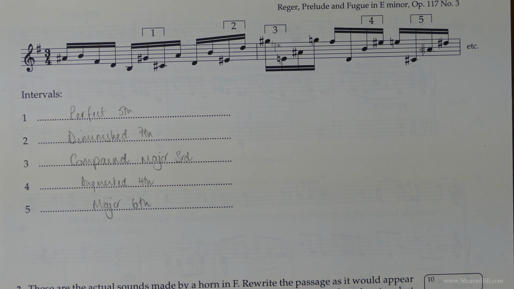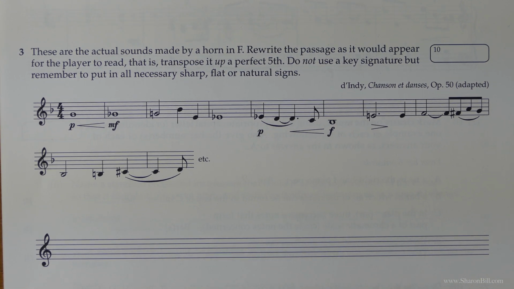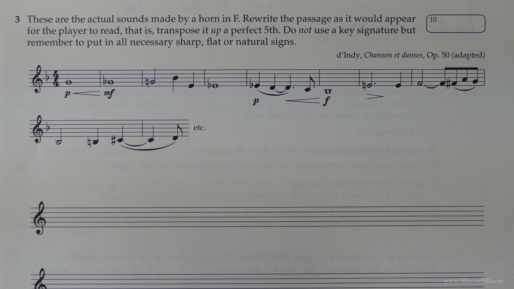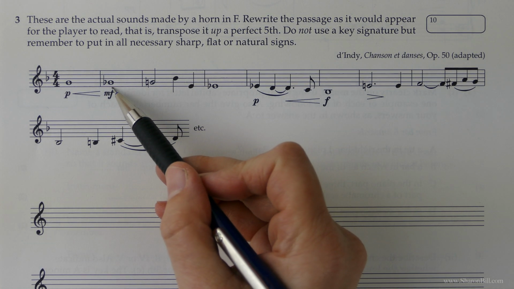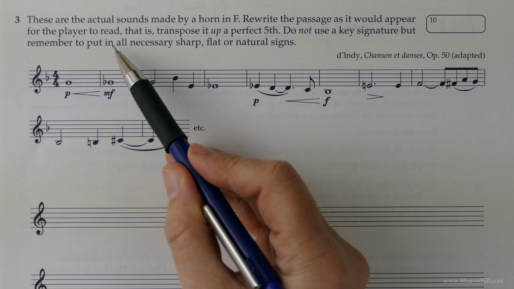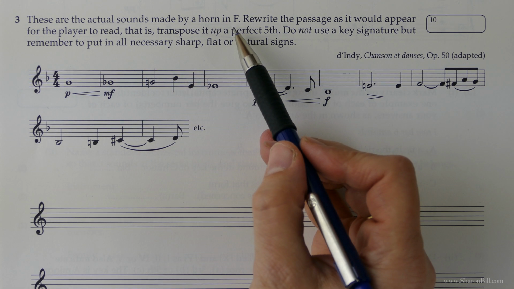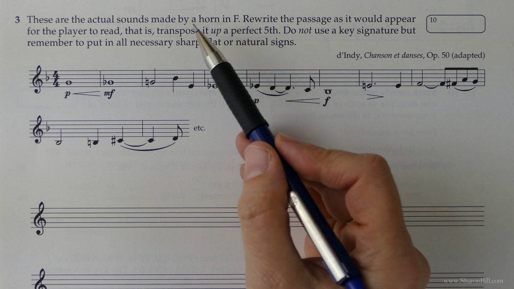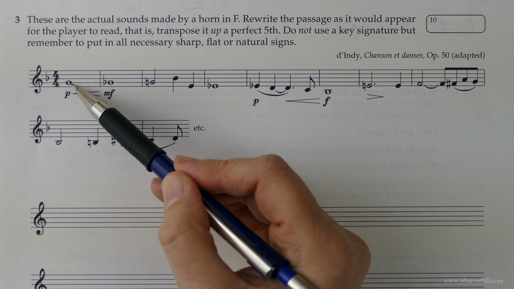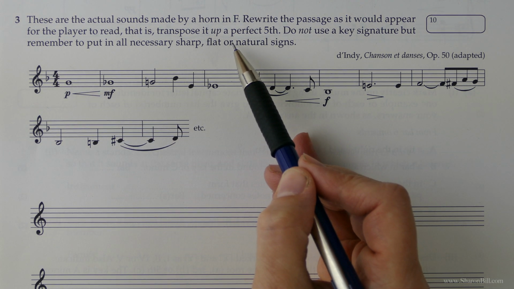Now then, let's move on to question 3. So we have a little bit of an interval situation again here. These are the actual sounds made by a horn in F. We need to rewrite this passage for the player to read it. So remember, a horn is a transposing instrument. If it plays a C, it actually sounds an F. So in order for it to sound this note, it must be written 5 notes higher. So we're transposing it up a perfect fifth.